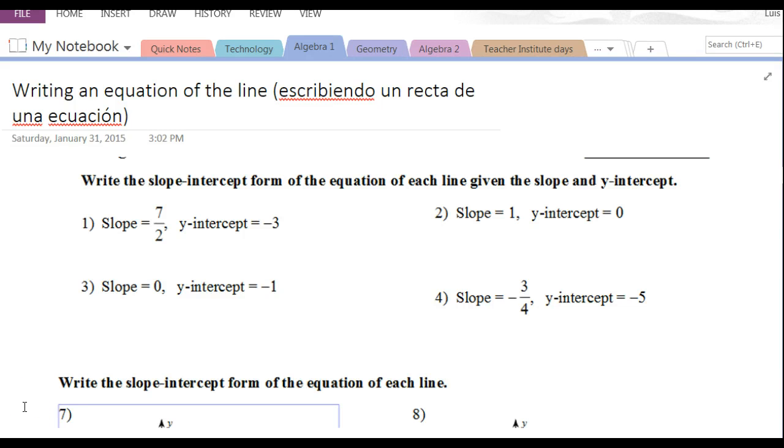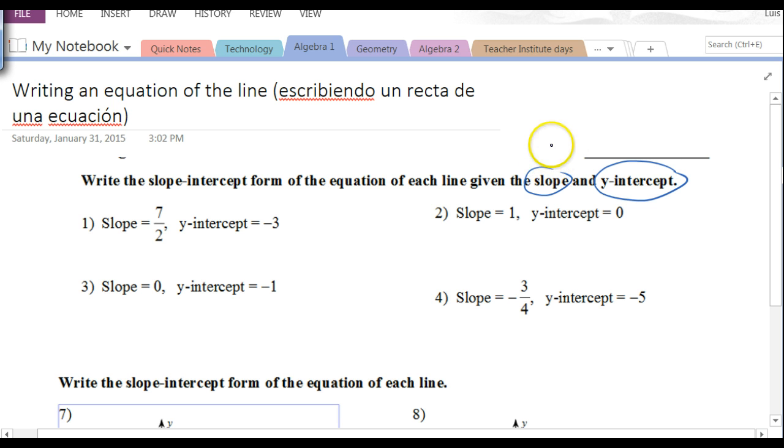Today's lesson is how to write an equation of the line when you are given the slope and the y-intercept. As you can see, it says the question again. That's what it asks, right? Write the slope-intercept form of the equation of each line given the slope and the y-intercept.